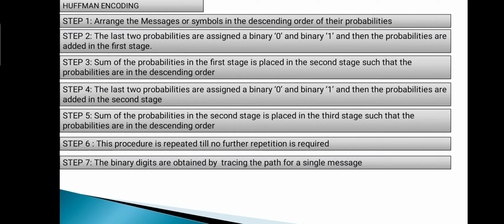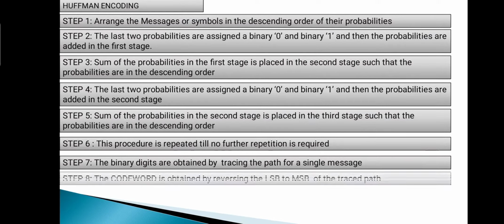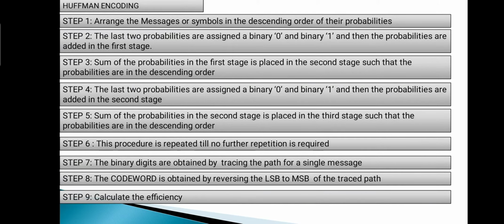We can obtain the binary digits by tracing the path for a single message, and from the binary digits the code word is obtained by reversing the LSB to MSB of the traced path. Finally, we can calculate the efficiency. So with the help of a problem, we can see how to apply Huffman encoding.